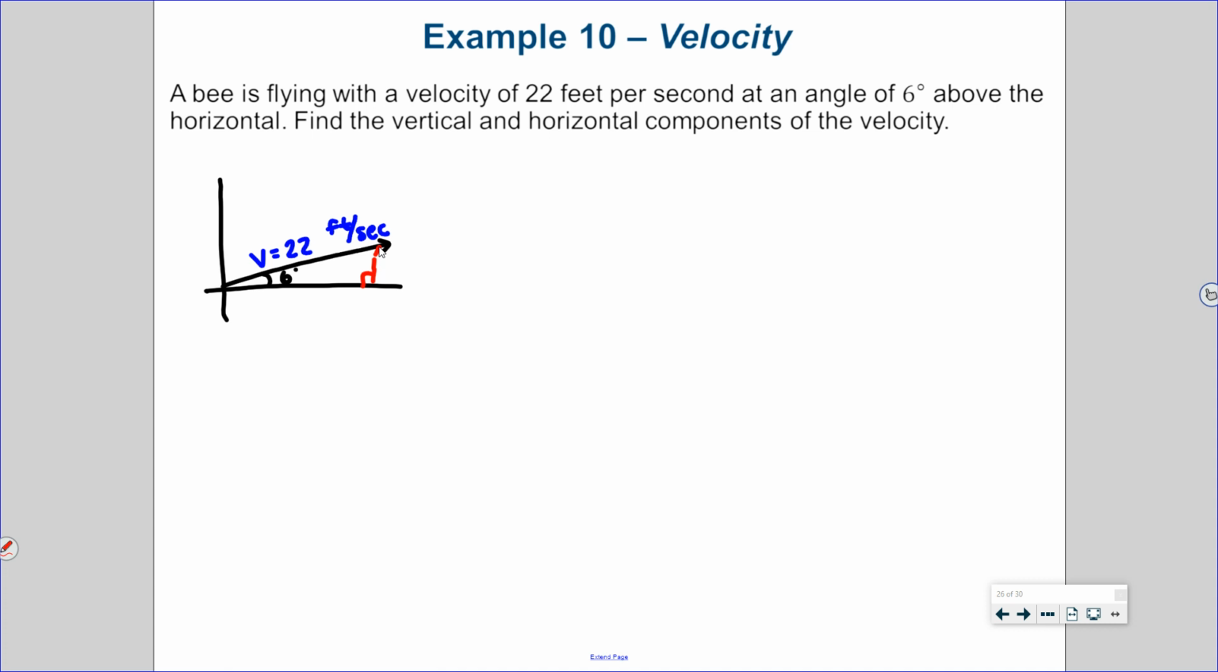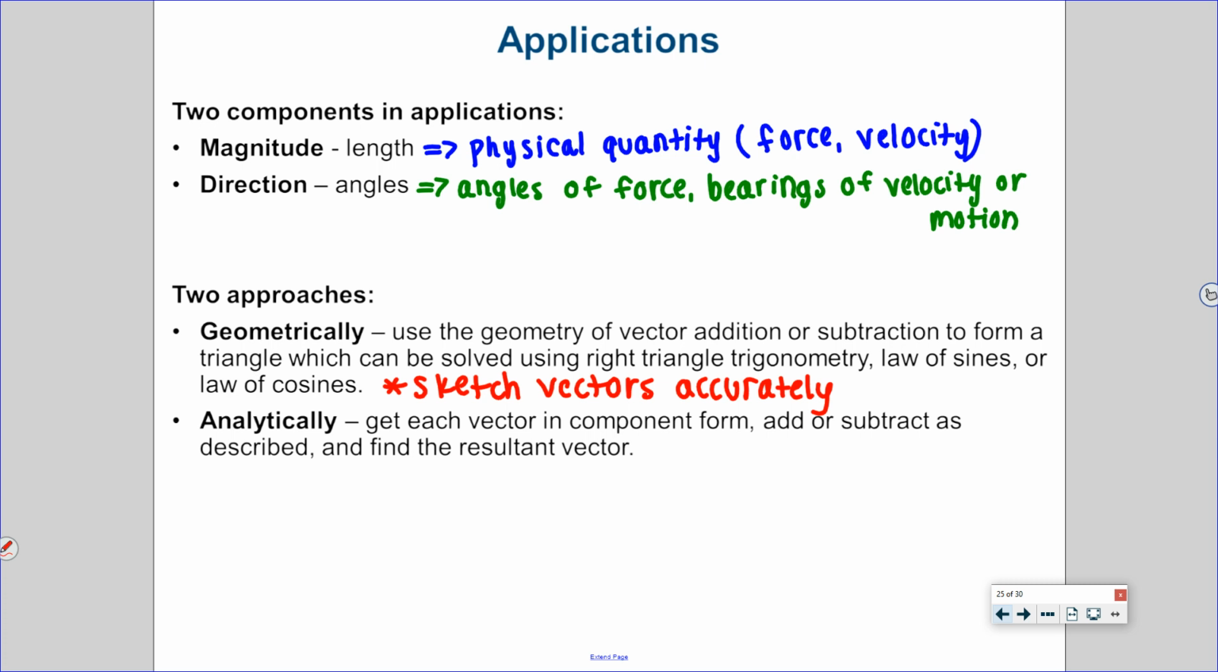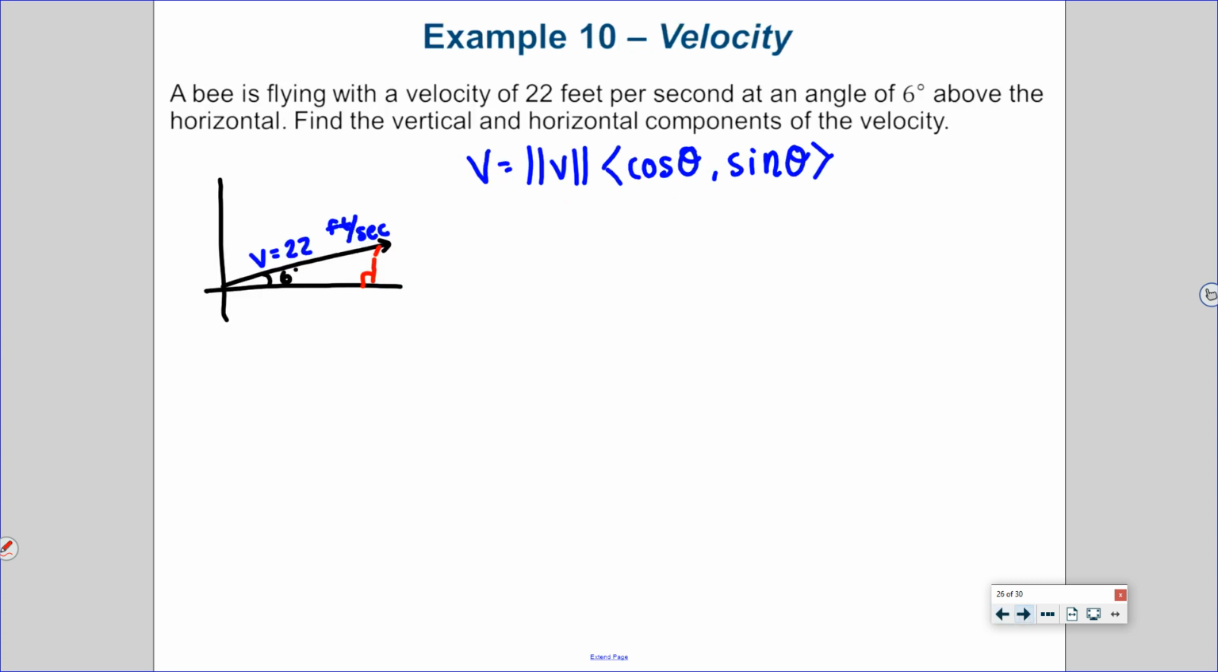Or what I prefer to do is to do this analytically. I know this vector in component form is the magnitude, remember this little guy, times the cosine of the direction angle to get my horizontal component, and sine of theta, the direction angle, to get my vertical component. That's really the same as the right triangle trick. So whatever way you want to do it, okay? Geometrically, you could use right triangle trig. I'll write that over here. Your textbook, like I was looking at your homework problems, does it more analytically, putting it in component form.